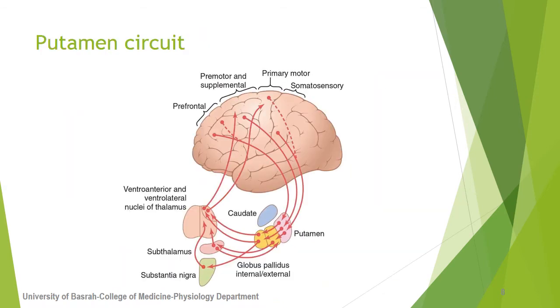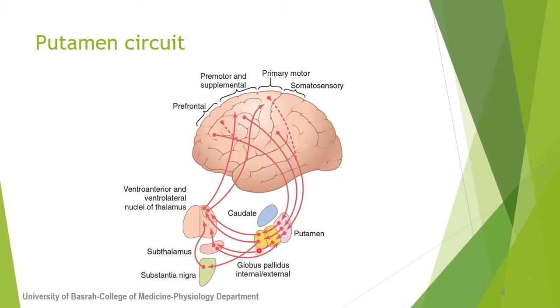Again, we will repeat what we already said about this circuit. This is the motor cortex, and this is part of the somatosensory cortex. The projecting neurons started from here, passed to the putamen, bypassing the caudate, will not pass in the caudate, and then projecting neurons pass to the globus pallidus, internal portion mainly. From here, it continued to pass to the ventroanterior and ventrolateral parts or nuclei of the thalamus to go back again to the motor cortex.